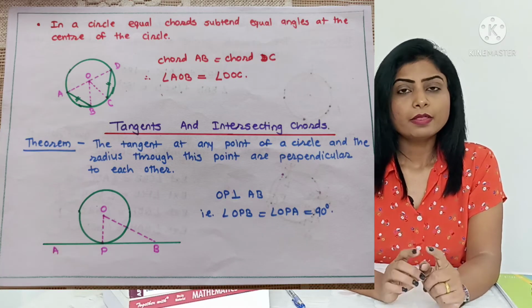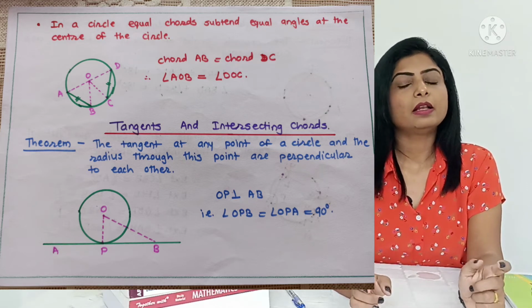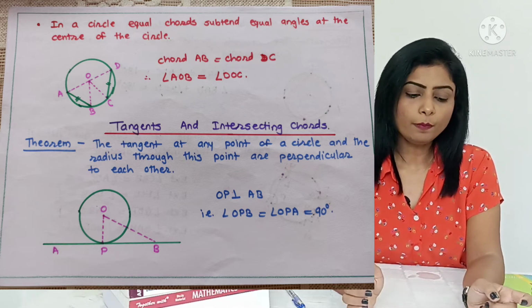Now next is, in a circle, equal chords subtend equal angles at the center. Okay, now here I have drawn AB and CD, which are my equal chords. So the angle subtended by each of the chords is angle AOB and angle COD. Now as AB is equal to CD, these angles are also equal, therefore angle AOB is equal to angle COD.